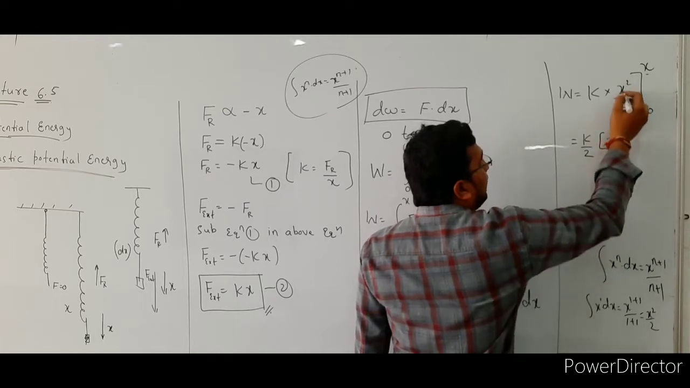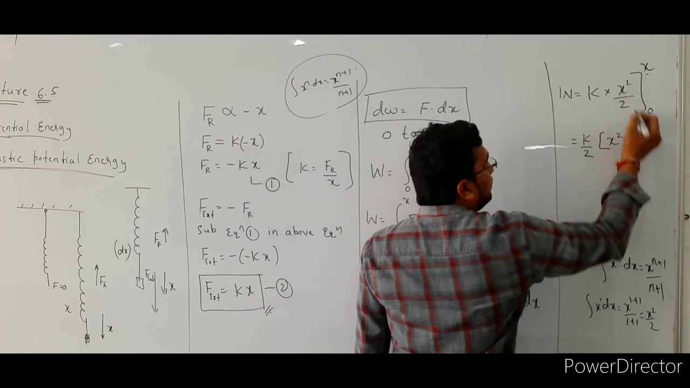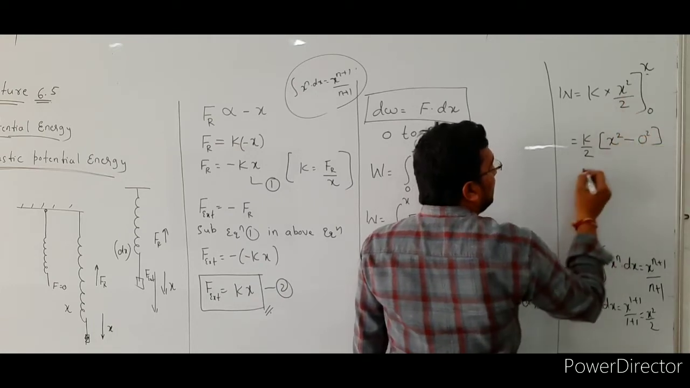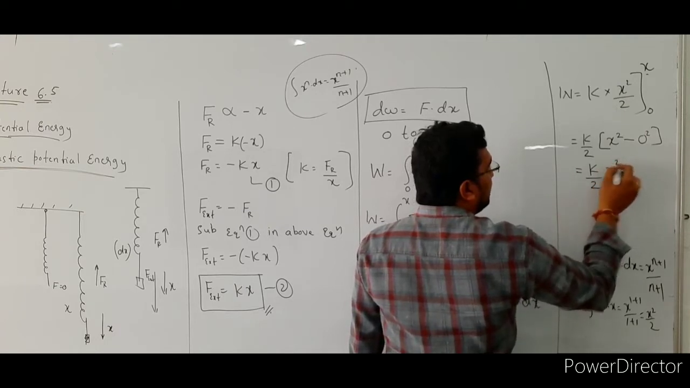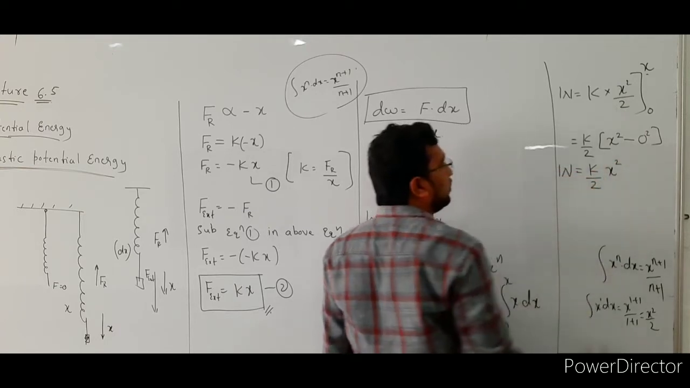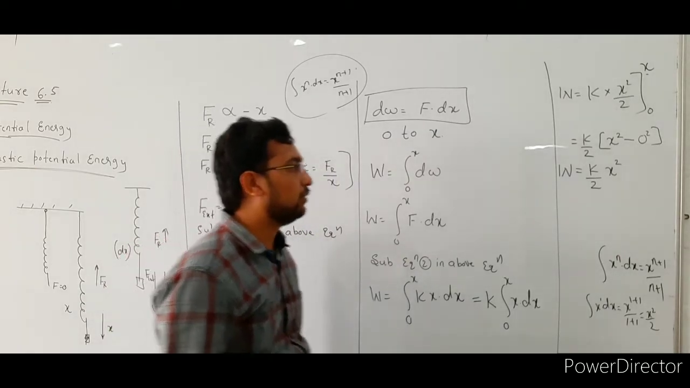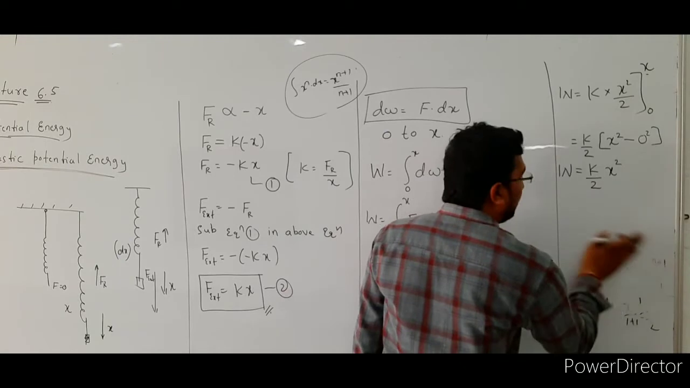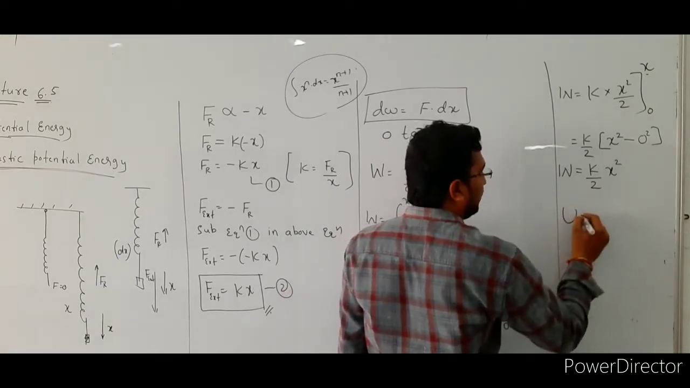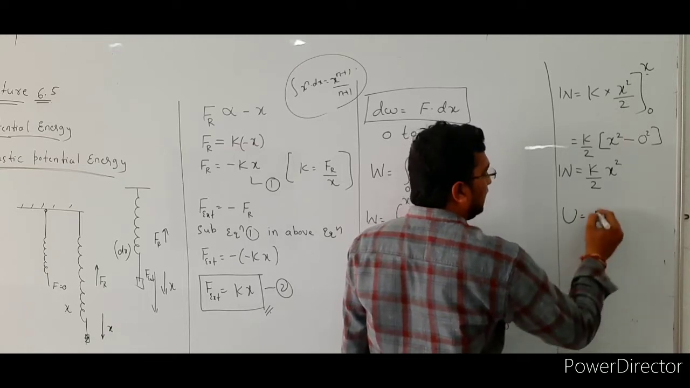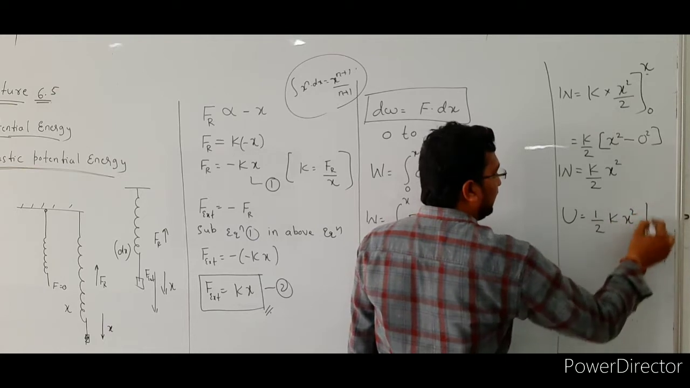In place of x, substitute this value, x square, minus, in place of this one, substitute this one, that is 0 square. So this is equal to k by 2 x square. So this work done is equal to kx square divided by 2. This work done is stored in the form of elastic potential energy, that is 1 by 2 k into x square.